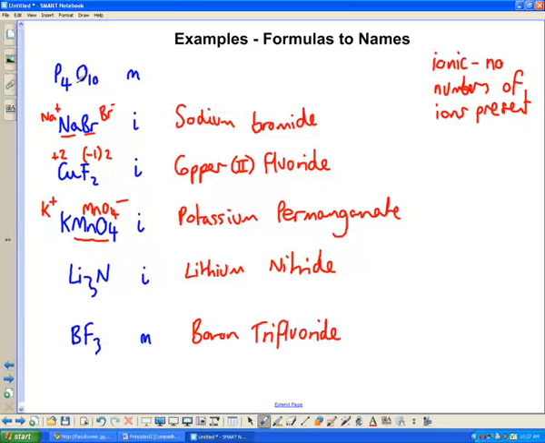And then when we go up to here, you may have a question about this, and we'll come back to that in a minute. What's the prefix for 4? Well, the prefix for 4 is tetra. Tetraphosphorus. You remember we said you always name the first element just as you would normally. Oxide is going to be here for oxygen, and the prefix for 10 is deca.